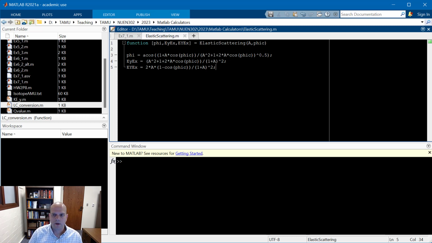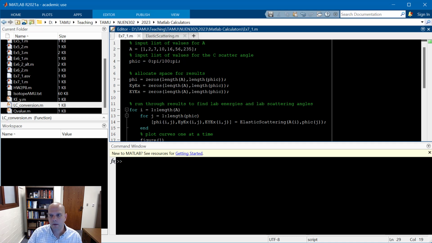And so I can now call this function however many times I want to, and that's what I'm doing in this script here. I list the values of A from the problem statement: 1, 2, 7, 10, 16, 56, 235. And then I create a vector for this phi sub c, and you notice I'm going from 0 to pi, and I'm stepping in 1/100th of a step between the beginning and end, so I'm going to have 101 data points there.